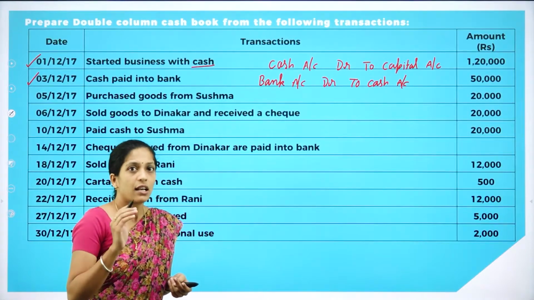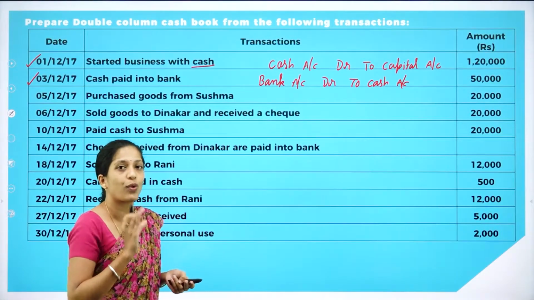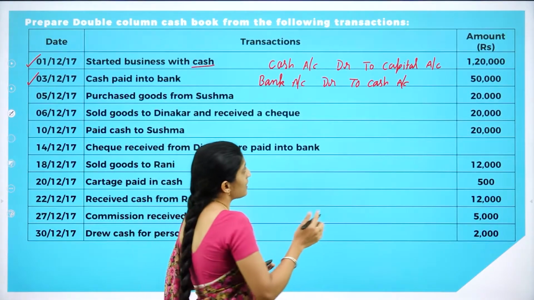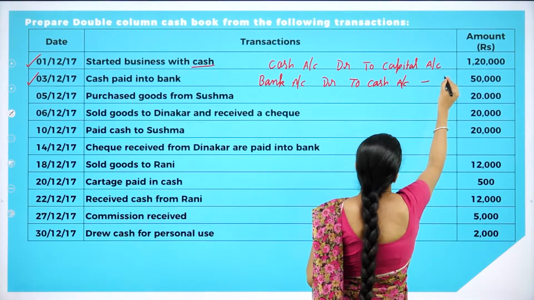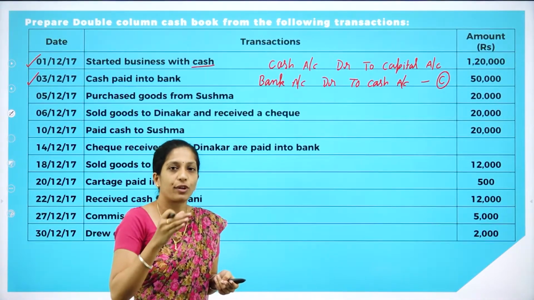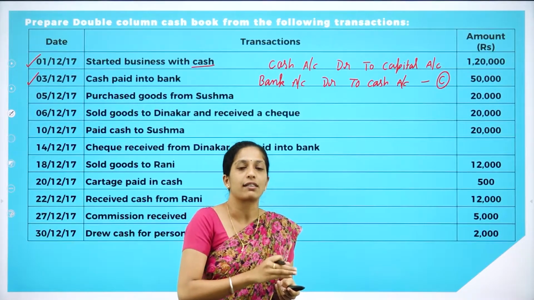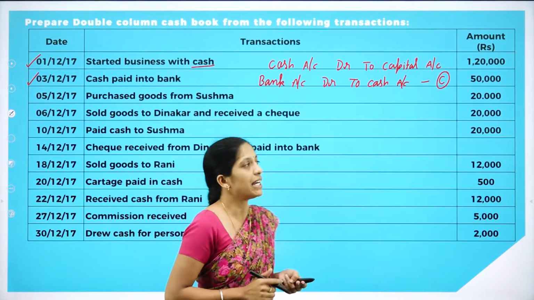Now my dear students, remember here bank account as well as cash account have come together in one single entry. Now what is this entry called? So this entry is what? It is a contra entry. So we have to be very careful while recording the transaction. So this entry has to come both on the receipt side as well as on the payment side.